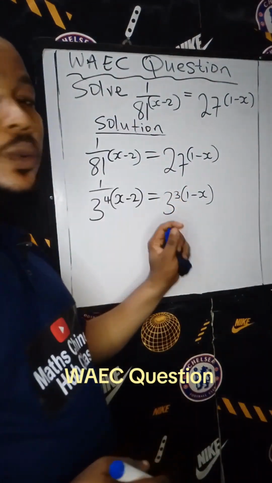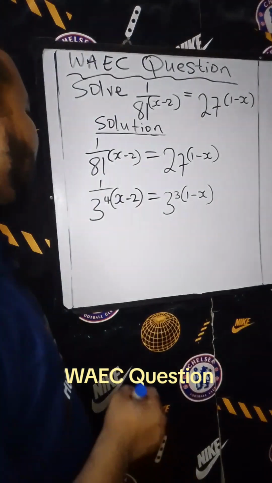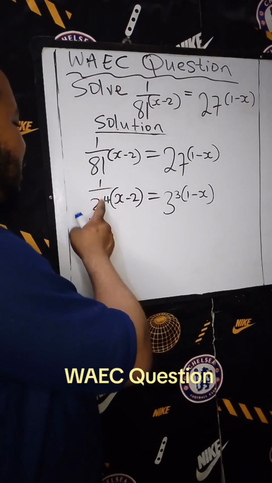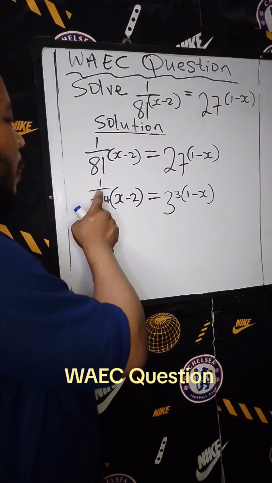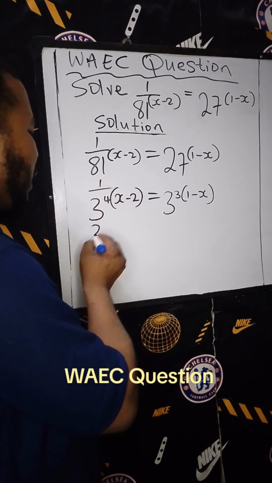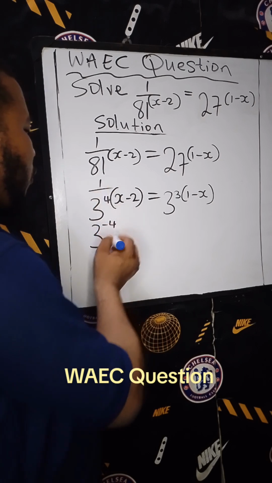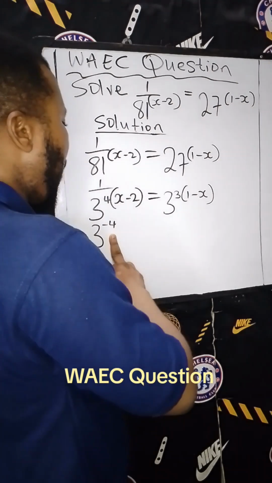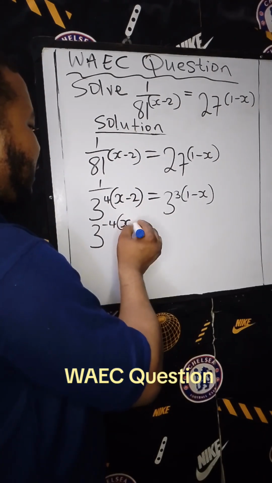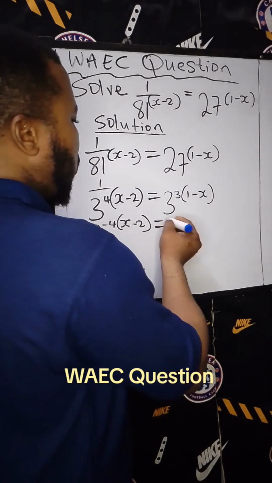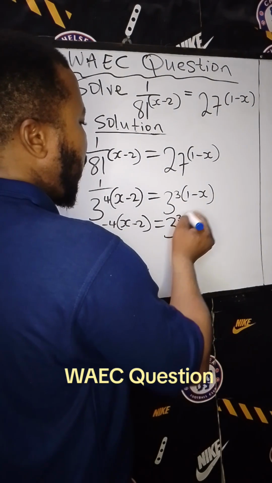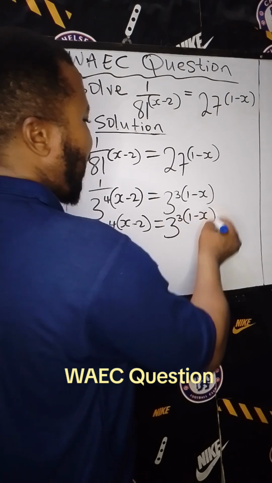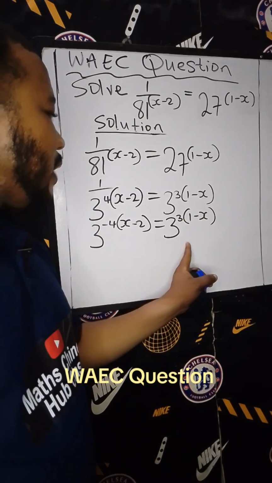So 3 and 3. In this case here now, this 1 all over is the same thing as 3 raised to the power of minus 4. So this 1 over is the same as minus 4. This is the law of indices. Now, open your bracket, (x minus 2), is equal to 3 raised to the power of 3 in brackets (1 minus x). You can see that now we equate this.